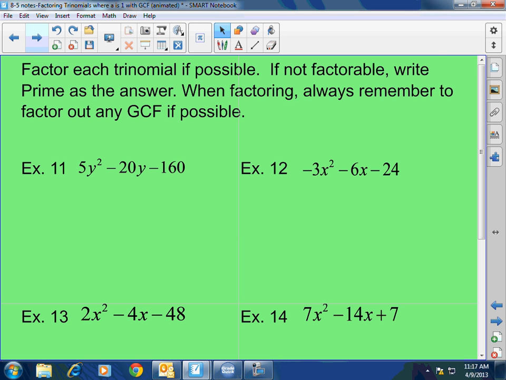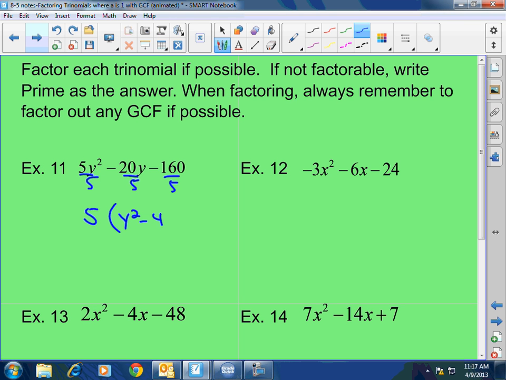For example, 11. This setup is not what you learned. You learned the setup when there's nothing in front of the y squared, when there's a 1 there. Tomorrow I'm going to show you what to do when there's a coefficient there. But for right now, is there a common factor here? Yes, sir. Absolutely. So I can divide each of these terms by 5, guys. So I have my 5 that I pulled out because that's my GCF. And then I got y squared minus 4y minus, let's see, 32.